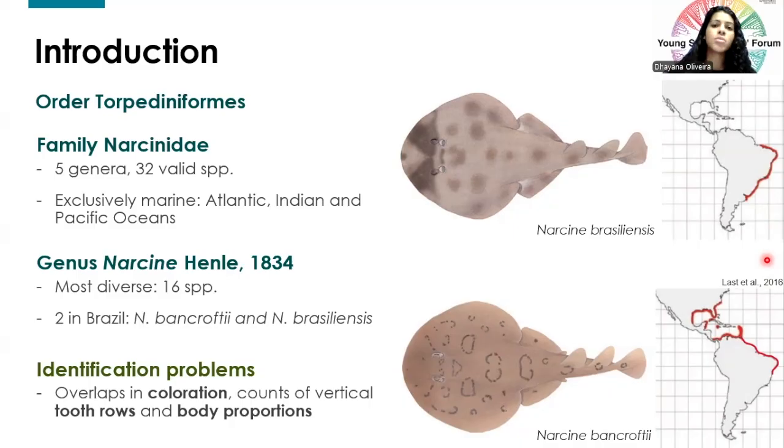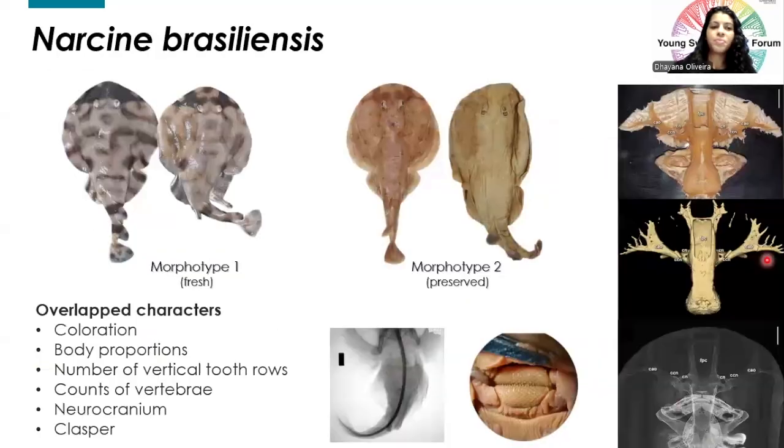Therefore, this study aims to review the taxonomy of the genus Narcine in the Southwestern Atlantic Ocean, to redescribe known species and describe possible new ones, examining their intra- and interspecific morphological variation, external and internal morphology of males and females and juveniles and adults, and then update the information on their geographical distribution.